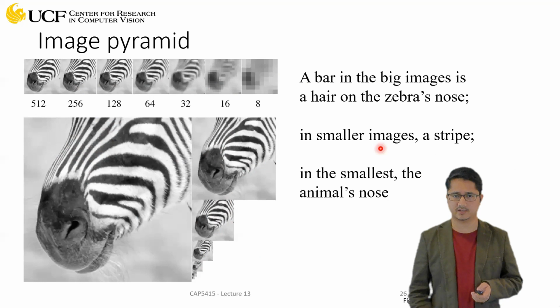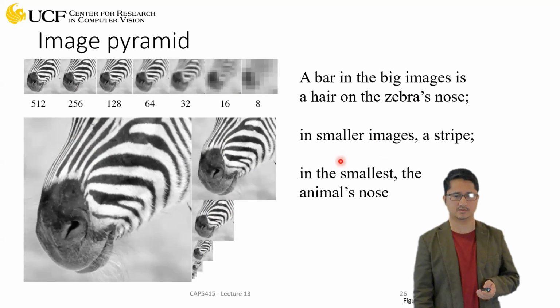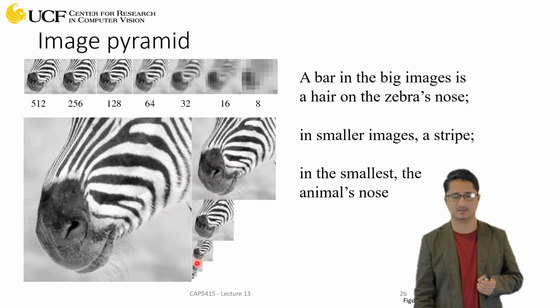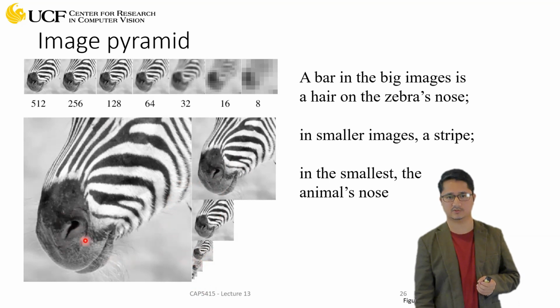But if you try to look at the local level features you're going to get from these image pyramids. Now, if you look at this bigger image, it could be that one pixel is maybe one stripe here. Or it might be reducing, and as you reduce the resolution, one pixel might just represent maybe the nose of the zebra.